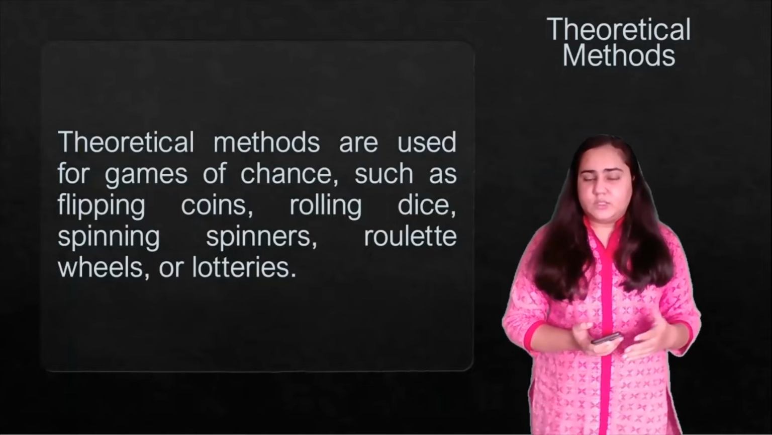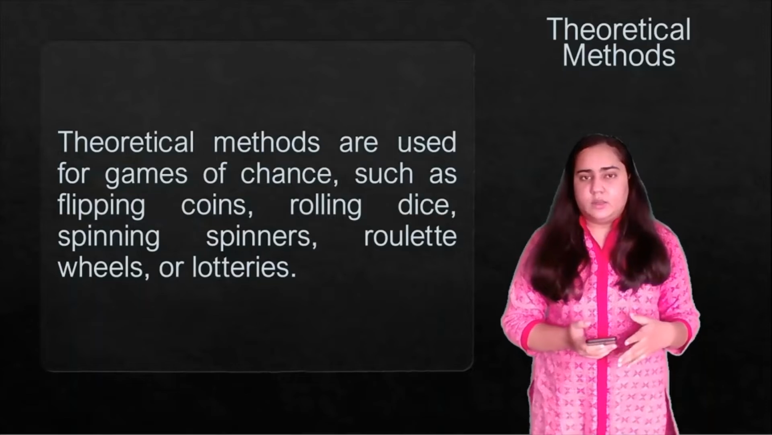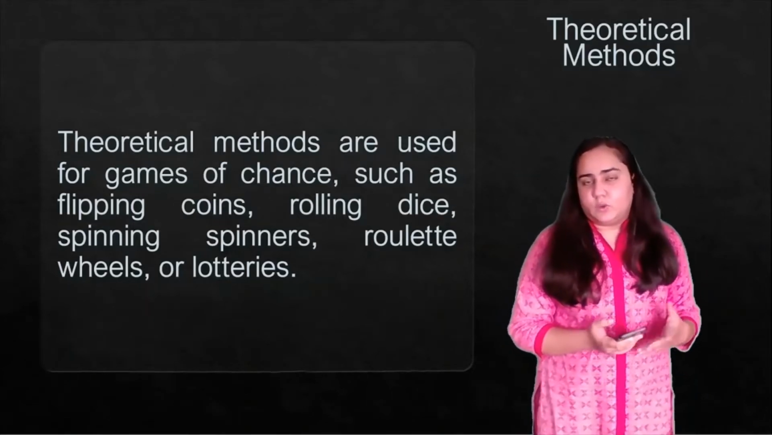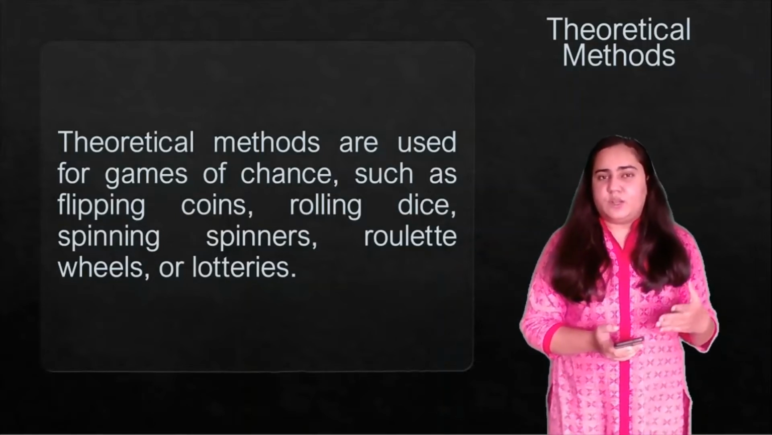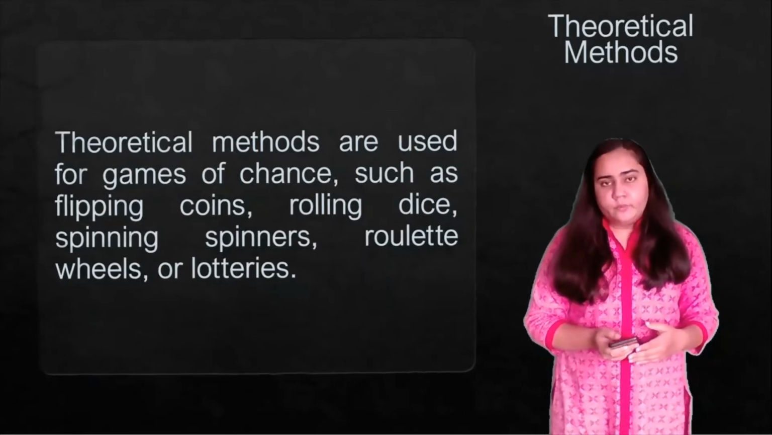There are also lotteries where you purchase a ticket from a store, and then maybe if you win the lottery, if the number on your ticket wins the lottery, then you can win. So this is another theoretical method of finding probability.